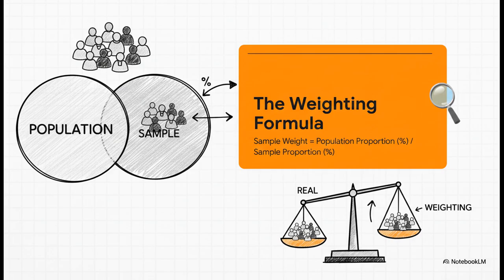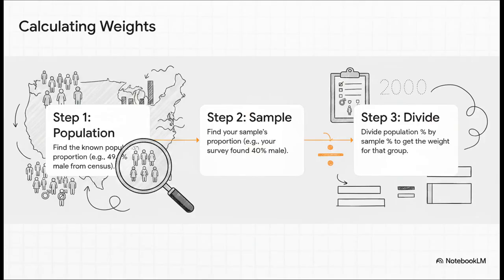At its core, the formula is shockingly simple. To get the weight for any group, you just take that group's percentage in the actual population and you divide it by their percentage in your sample. That's it. Let's break it down with an example.